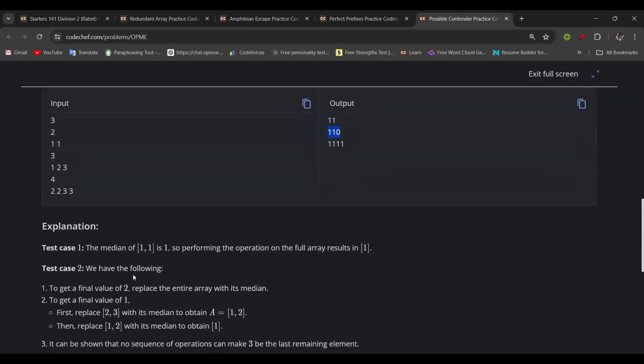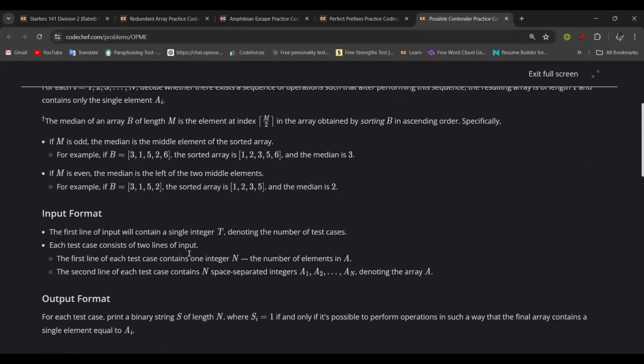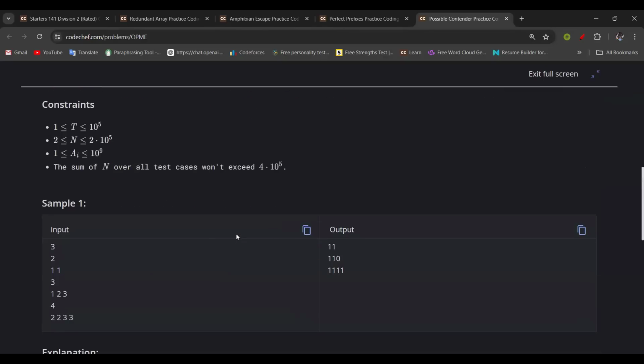I hope the problem statement is clear. For the median, it is given that if it has odd elements, then after sorting, the middle element is the median. If it has an even number of elements, then after sorting, among the two middle elements, the left one is your median. So that's what your median is, and your operation is just to pick a range, delete all elements in that range, and replace it with the median. This is the problem. I hope the problem is clear. So we can move to the solution now.